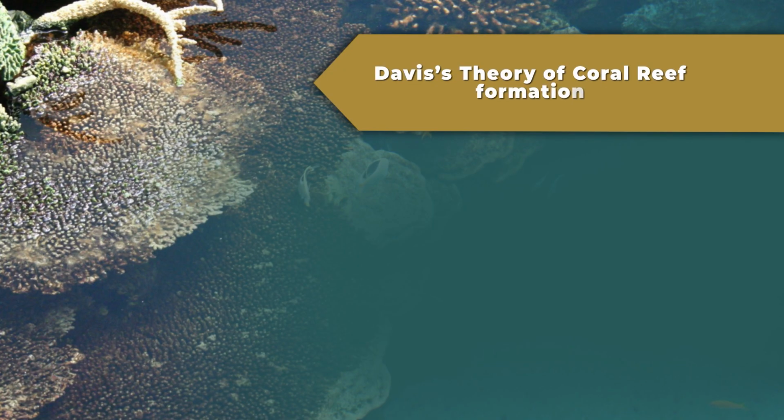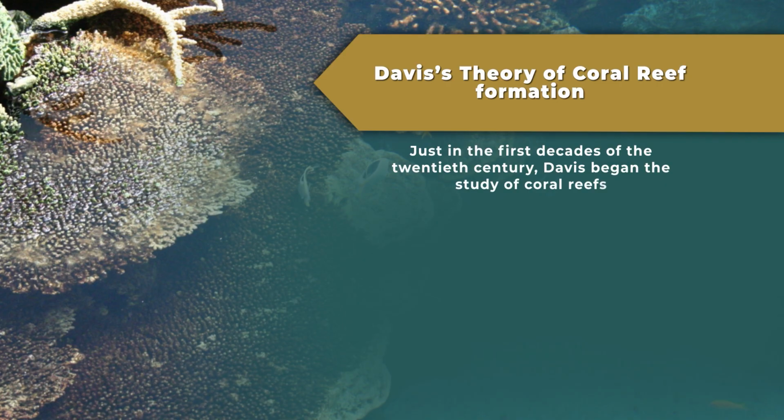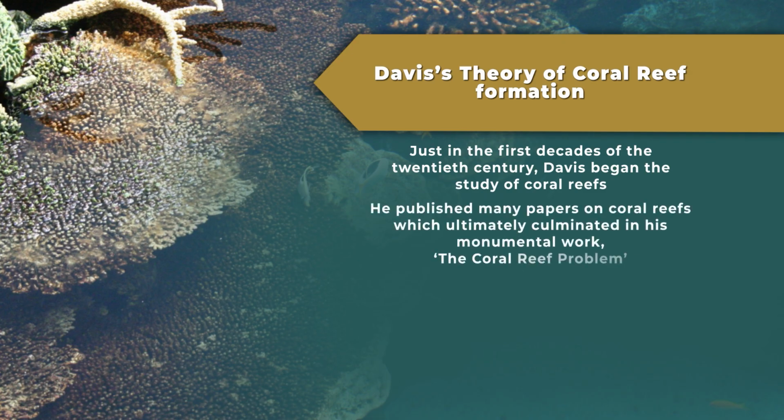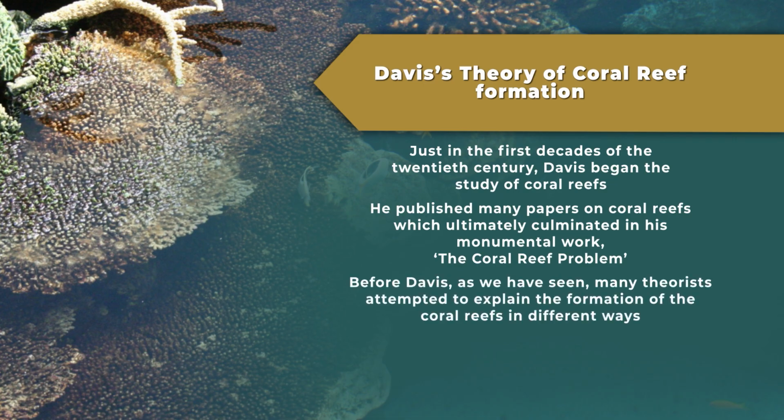Then we have Davis, who talks about the theory of coral reef formation. This is in the first decades of the 20th century. In the 19th century, a lot of work had been done on theorizing on coral reefs. Davis began the study of coral reefs. He published many papers and his monumental major work was on the coral reef problem. But unfortunately, Davis did not propound any new theory.